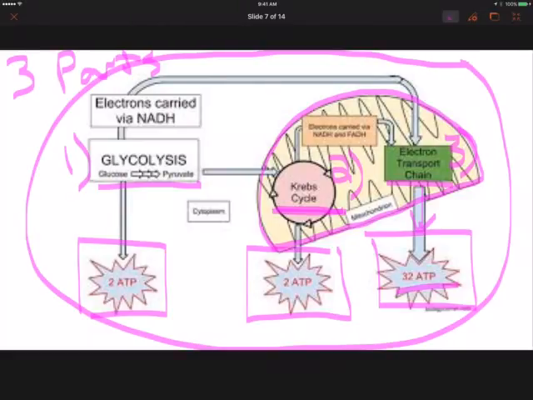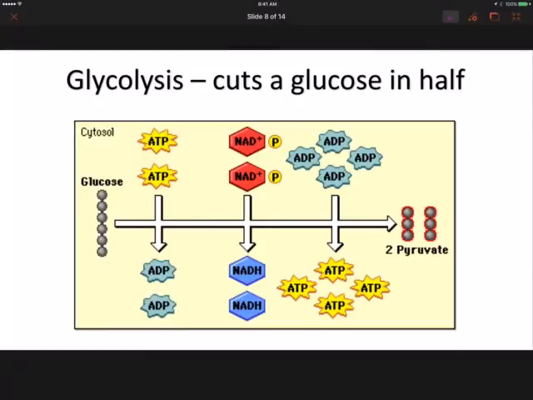So let's look at each one of these sections a little bit more closely. Glycolysis is that first part, and let's break that word down. Glyco references glucose, and lysis means to split or to break. So glycolysis is just splitting or breaking of that glucose molecule. It's cutting our glucose in half.